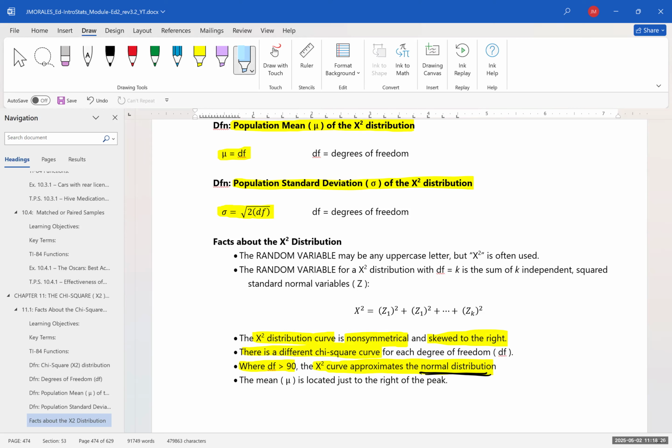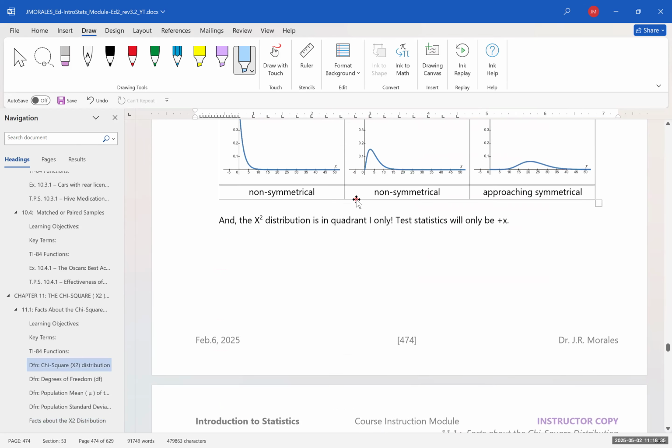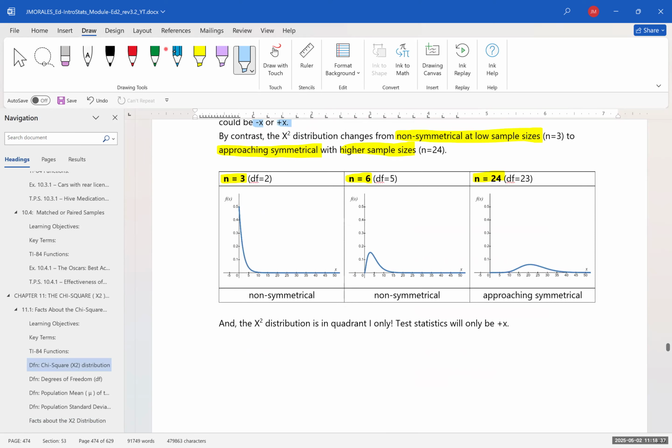And then the other thing is that the mean of the distribution is located just to the right of the peak. So what do we mean by that? So we can see here, here's the peak. And so the mean, if that was our distribution, would be just to the right of it. Somewhere right about there. Okay. So that's what we mean by that.